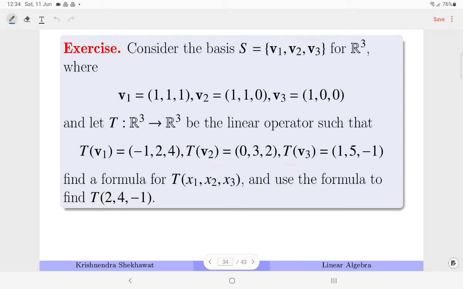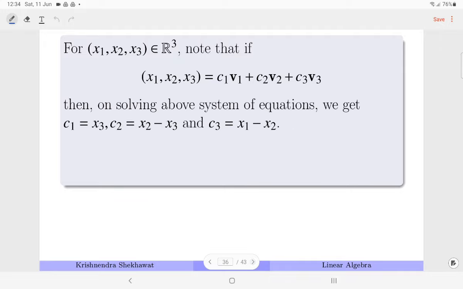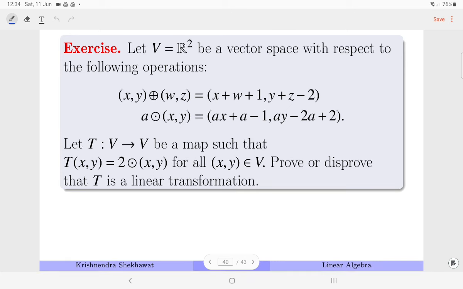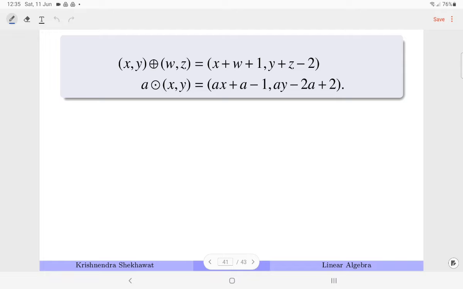This is a similar question, please do try by yourself. The solution has already been added to the slides. This is an interesting question. It's not difficult, but I just want to show that when we talk about the linear transformation, it's not always that the operations are the usual addition and scalar multiplication. So in this case, the operations are different, and T(x,y) is 2 dot (x,y).